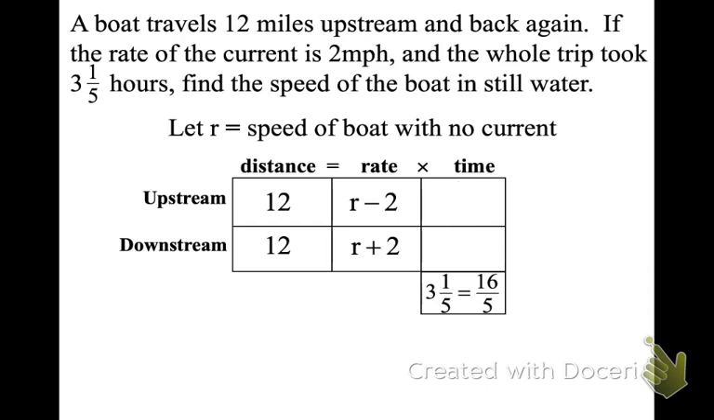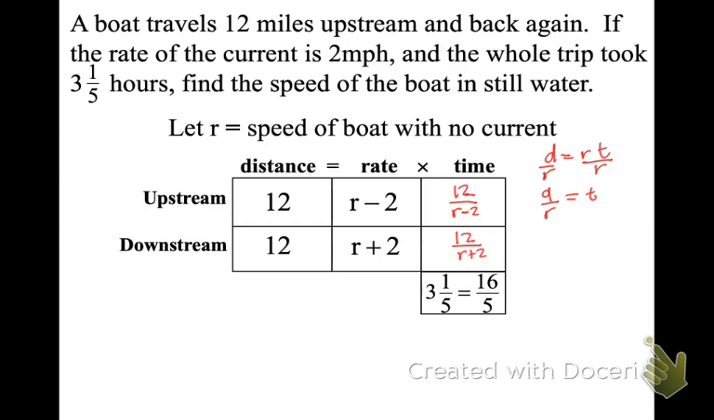Let's go back. Since our time is unknown, remember distance equals rate times time. I can also divide by rate. And so time is also always equivalent to distance over rate. So that's where they're getting that 12 over r minus 2, and this is 12 over r plus 2. And so our equation is 3 1/5.